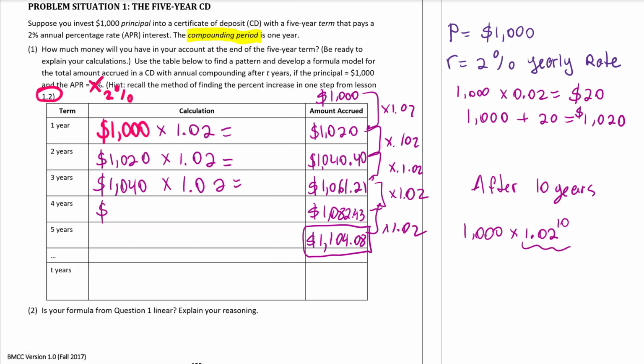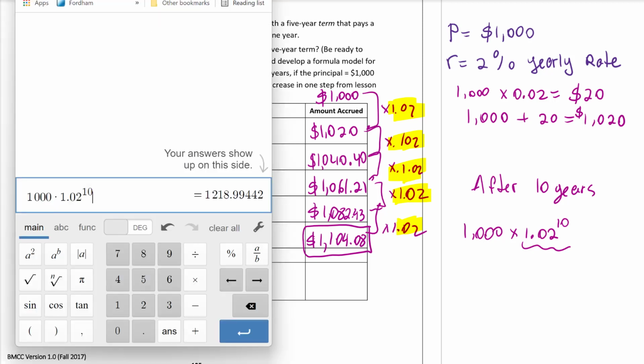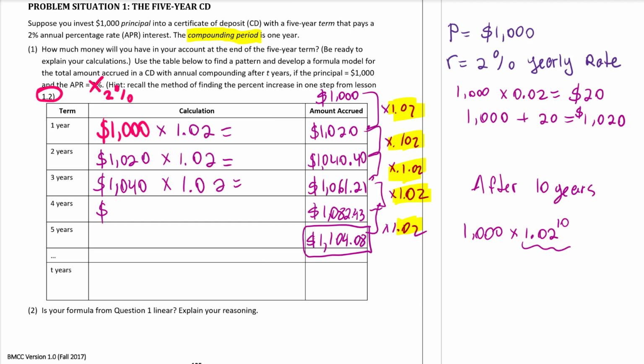Multiplying by 1.02 each year, that's what we call a growth factor. If you continuously apply it, then you can use an exponent to describe this. So you get $1,218.99. It's just another example. It doesn't need to be 10. It can be 15, it can be whatever. Whenever something happens on a repeating basis, you can stick an exponent right there.